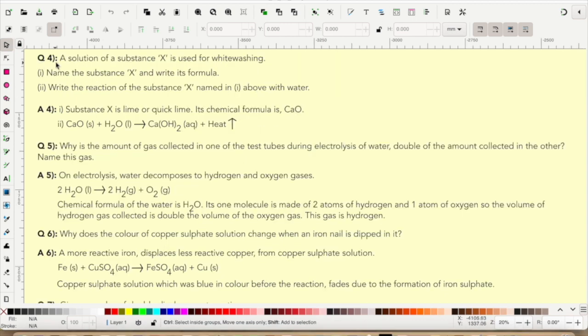Fourth question. A solution of substance X is used for whitewashing. Name the substance X and write its formula. We know that substance X is lime or quicklime, which is used for whitewashing. Its chemical formula is CaO. Second part is write the reaction of substance X with water. So CaO plus H2O will give Ca(OH)2 and heat will be generated.